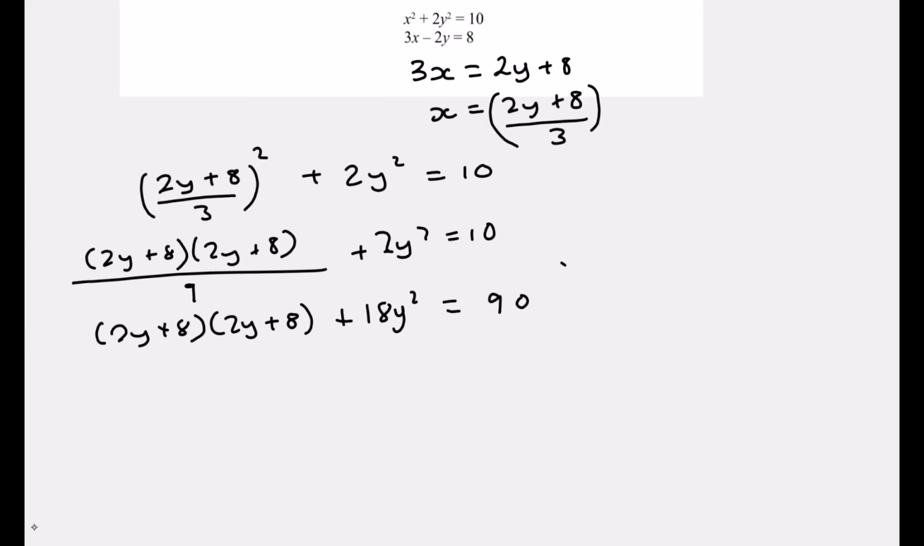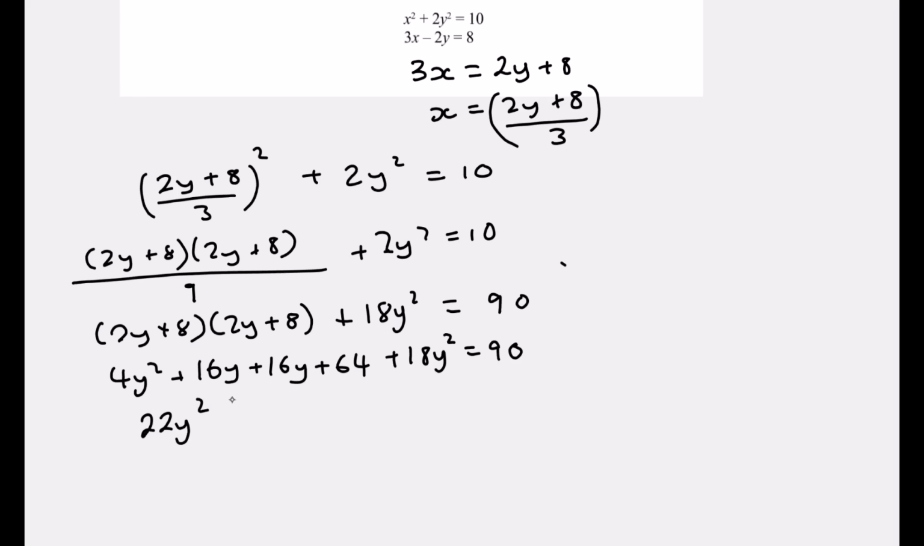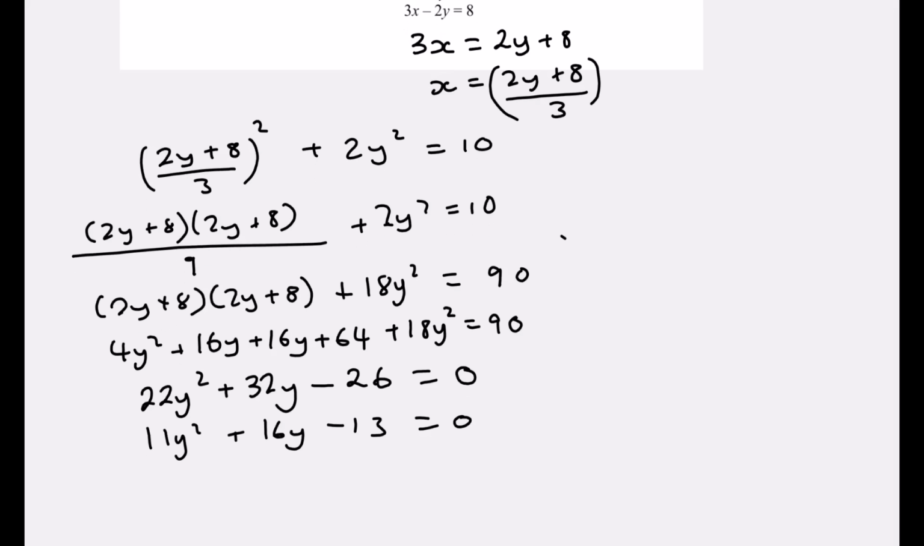So now expand the brackets. We've got 4y squared plus 16y plus 16y plus 64. And we've got a quadratic. We need to make it equal to 0 to solve it. We've got 22y squared. We've got 32y. And we've got 64 minus 90, which is minus 26. We can halve each term, but we can't simplify it any more than that. So it looks like we're going to be using the quadratic formula.